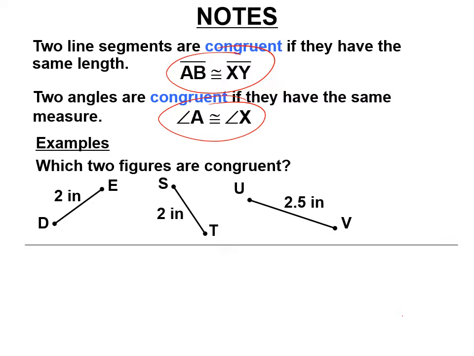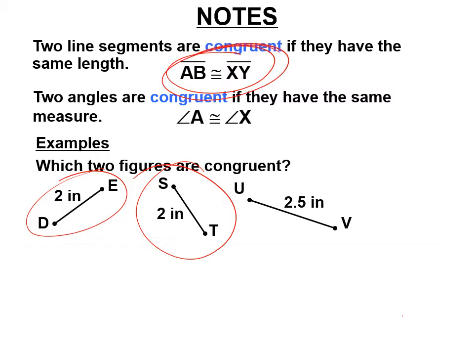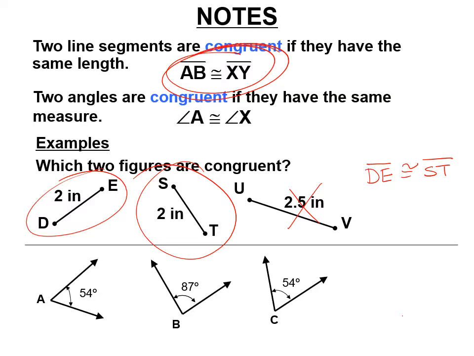So which two figures in our first one are congruent? Well, the two ones that are 2 inches, but I want you to write one of these statements. So we're going to write something like this up here, right? So we're going to say line segment DE is congruent to line segment ST, right? That one's a different length, not congruent. For these two, the two that are congruent are angle A is congruent to angle C. They are both the same measure.